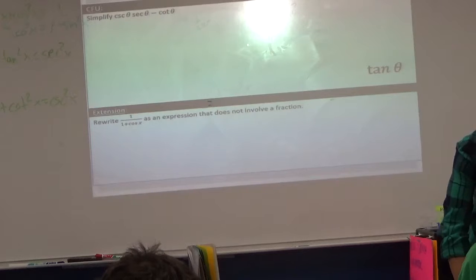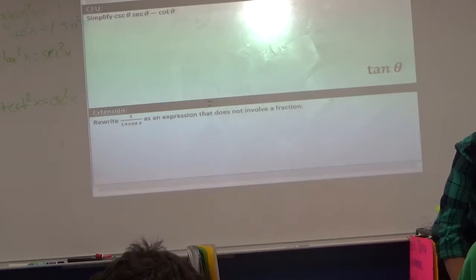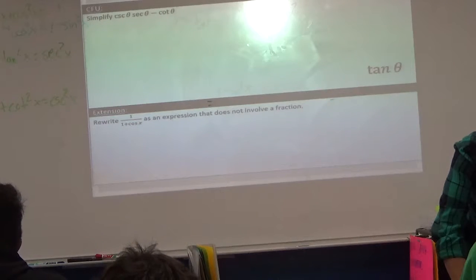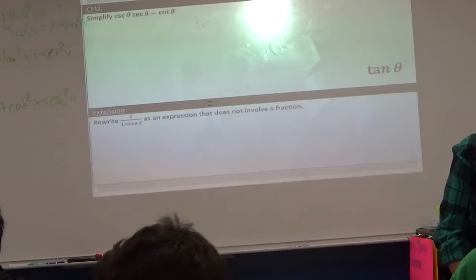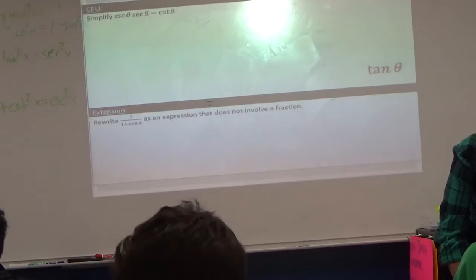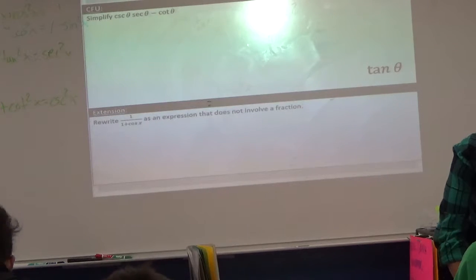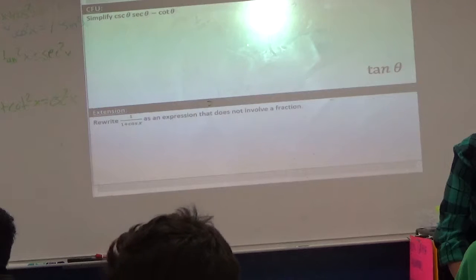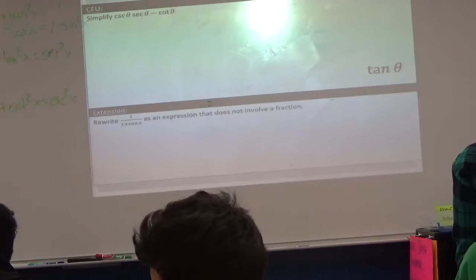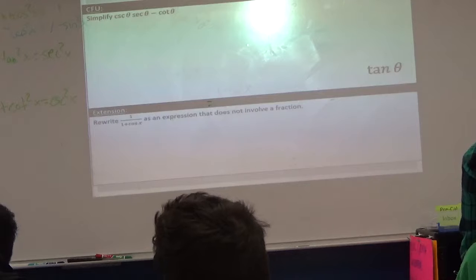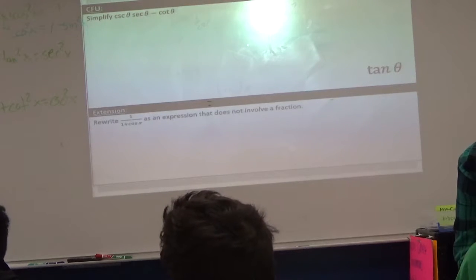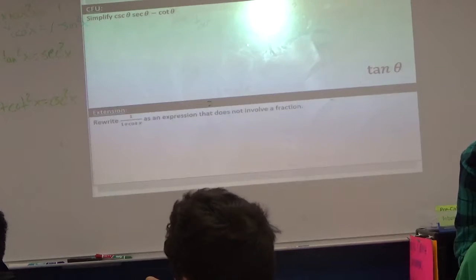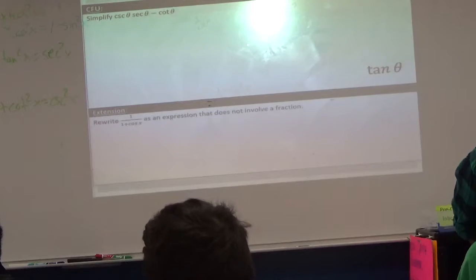Okay, now we can just kind of jump in. 1 over sine times 1 over cosine, minus cosine over sine. Okay. So you want to multiply these together. We get 1 over sine cosine. And over here we got cosine over sine. So to get a common denominator, it's not too far off. We just need a cosine here, right? So multiply that cosine on the top and the bottom. Cool?